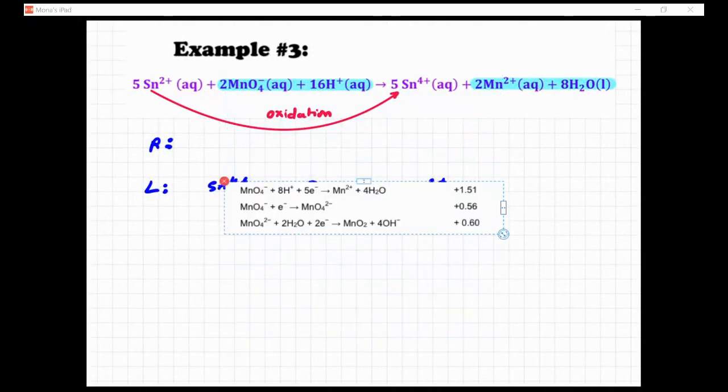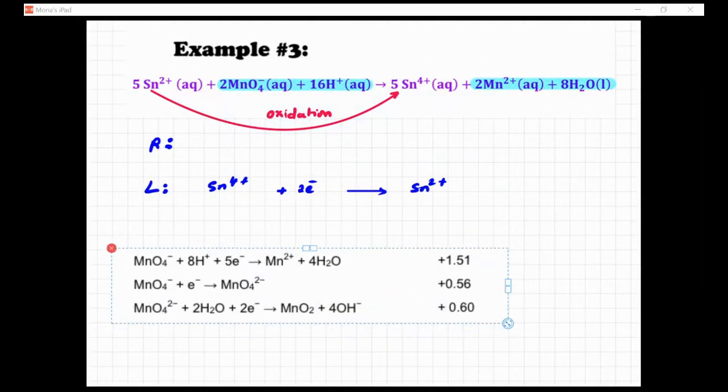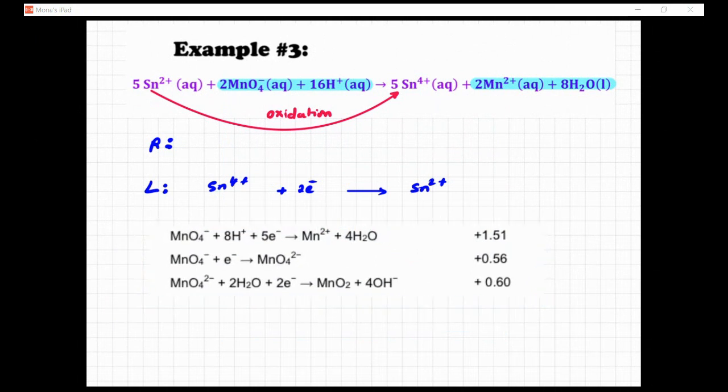So what is it we have? See here, this is what we have. Which one is going to be representing the reduction half reaction that we have on the right? Is it, for example, number 1 or number 2 or number 3? It's number 1, right? Because this is what we have: MnO4 minus, H plus, Mn2 plus, and H2O. So that should be here.